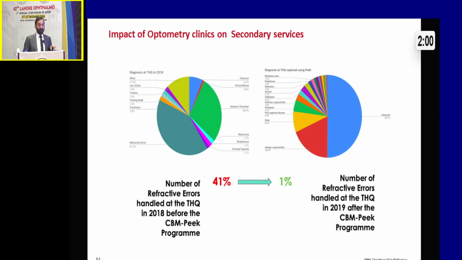After 1 year of bringing optometry clinics, I'm not talking about the peak, but only about bringing optometry clinics, we surveyed again, and only 1% of refractive errors are reaching the secondary level. So this is the biggest impact we can say. And if government takes this up seriously, I think most of the primary level issues of eye care services would be dealt with.